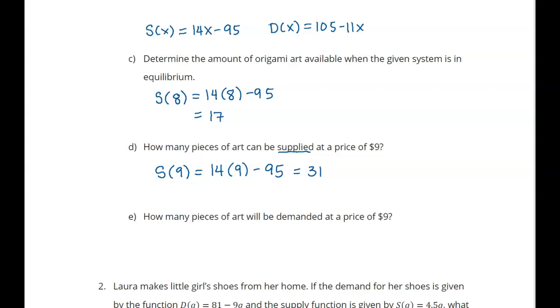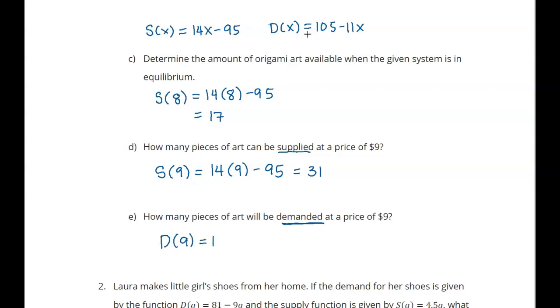Then lastly, we want to know how many pieces of art will be demanded at a price of $9. So since we want to know the number of pieces of art that will be demanded at a price of $9, we're going to use the demand function D of x. So we are going to evaluate the demand function D of x at x is equal to 9. So we want to know the value of D of 9.